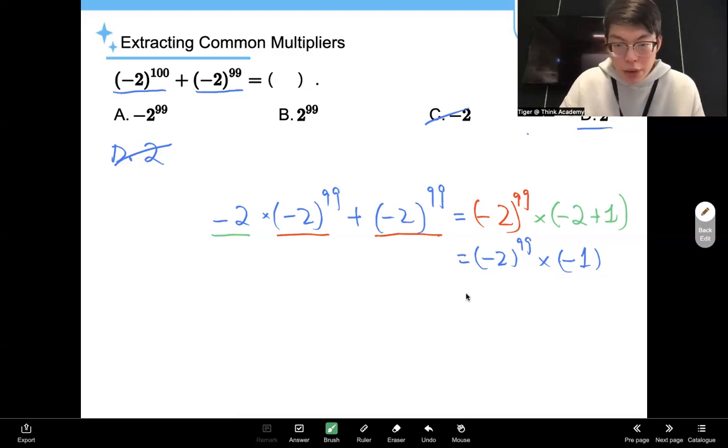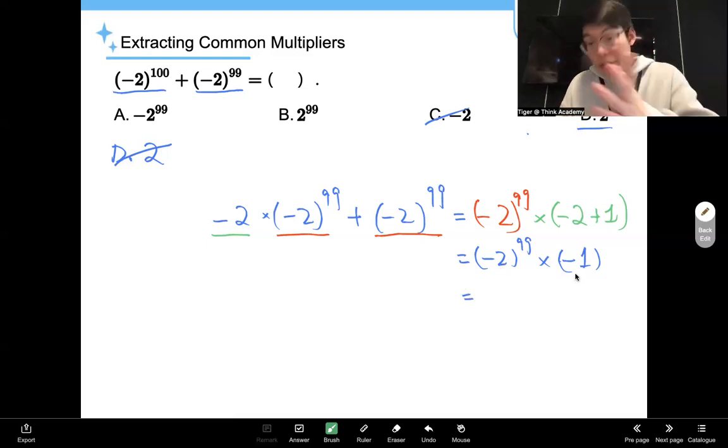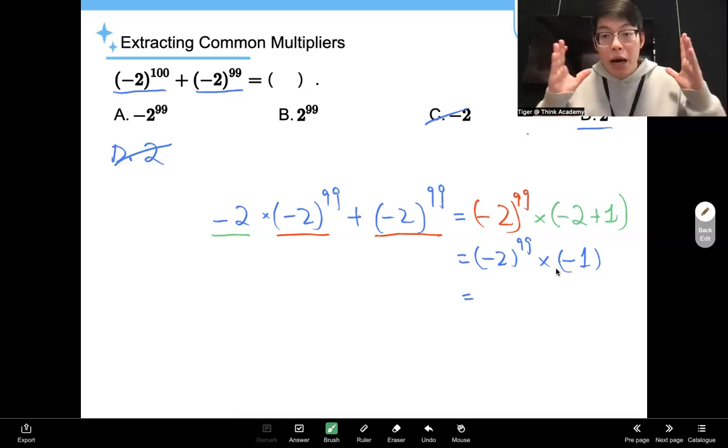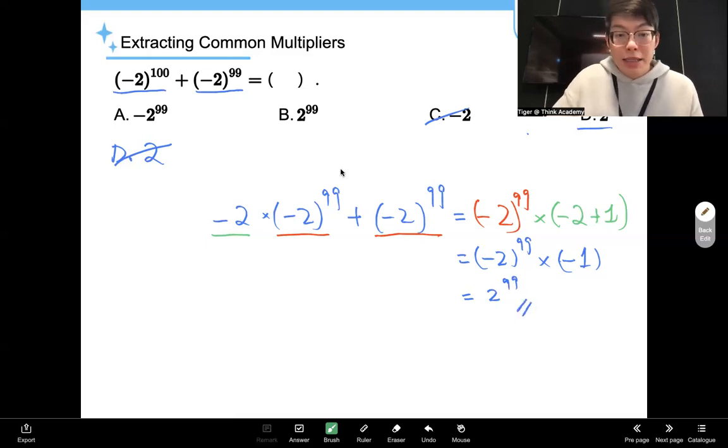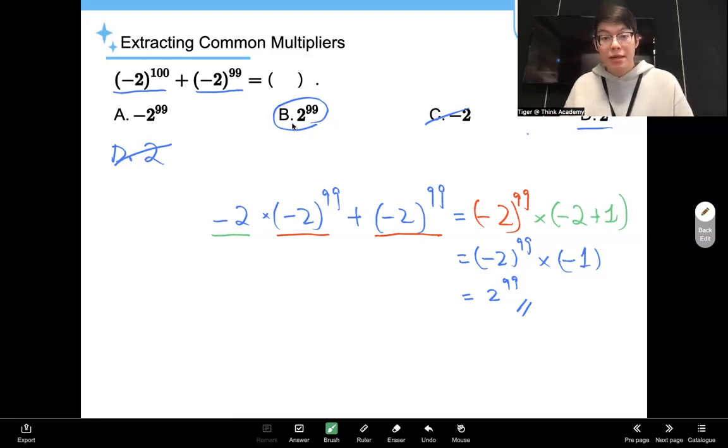Okay? So it means that multiplying -1 is going to become a positive product. And as for the value, we consider it separately from the signs. So the value is just 2 to the power 99 multiplying 1. That's going to be 2 to the power 99. And that's the answer for the second question. Okay? Does it make sense to all of you?